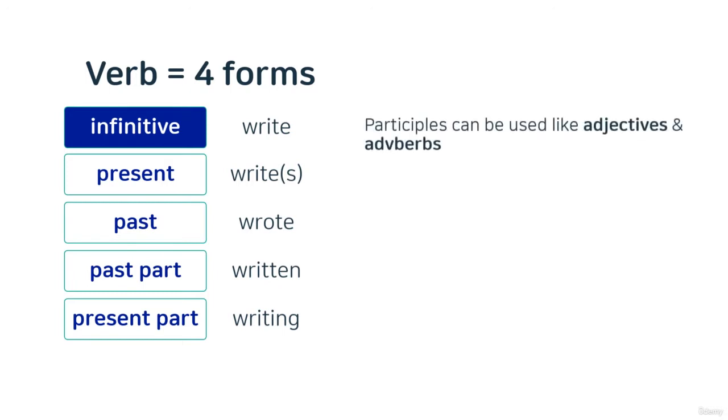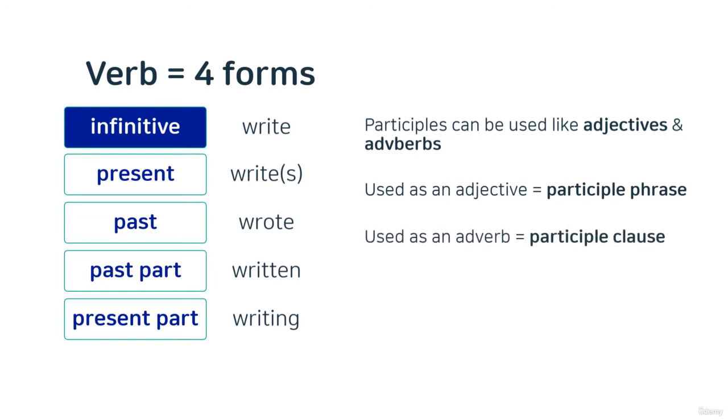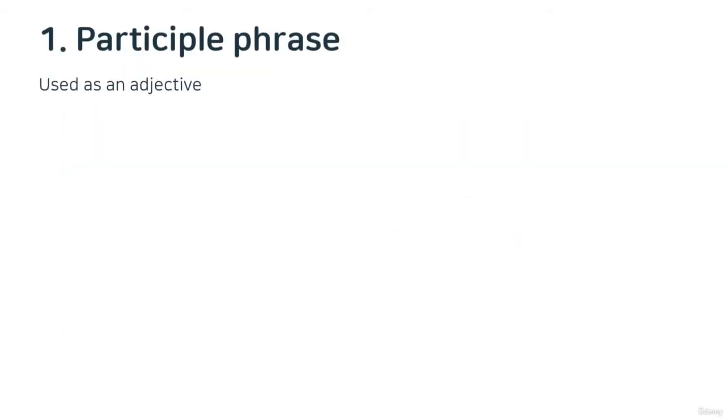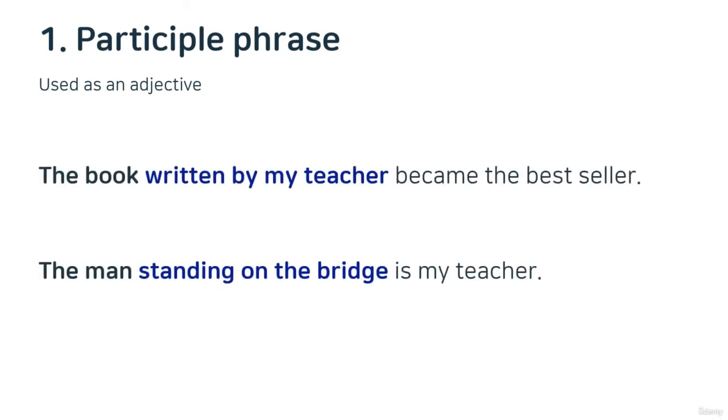And we can use these participles in 2 different ways, as an adjective and as an adverb. When a participle is used as an adjective, it's called a participle phrase, and when a participle is used as an adverb, it's called a participle clause. Let's first take a look at 2 example sentences that use participles as adjectives.